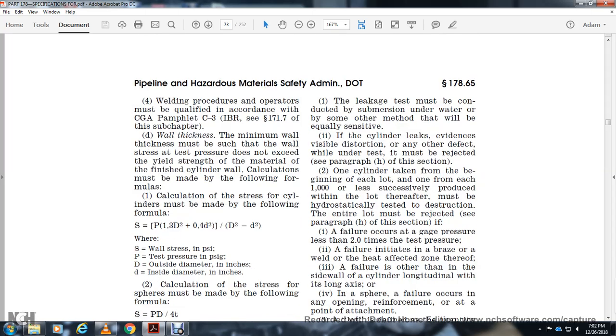The leakage test must be conducted with the cylinder submerged in water. Some of the methods will be equally sensitive to cylinder leaks, with evidence of valve distortion. Any other defect found in the owner's test may be rejected. See paragraph H of this section.